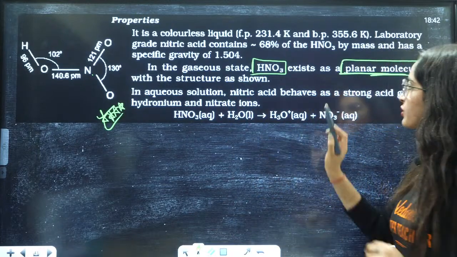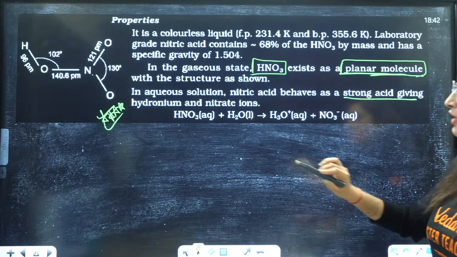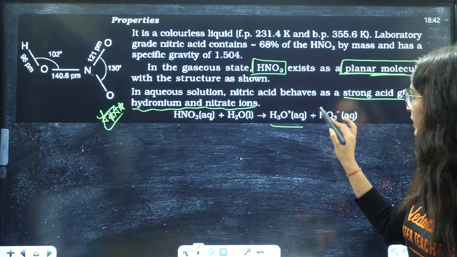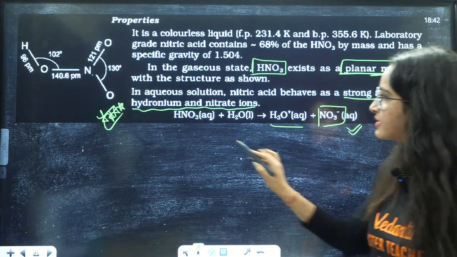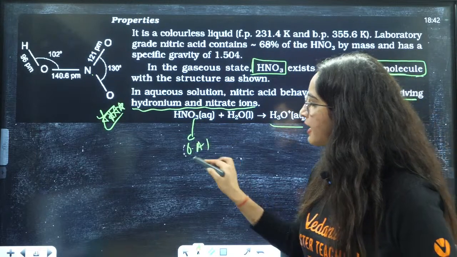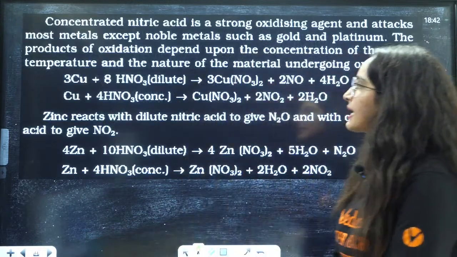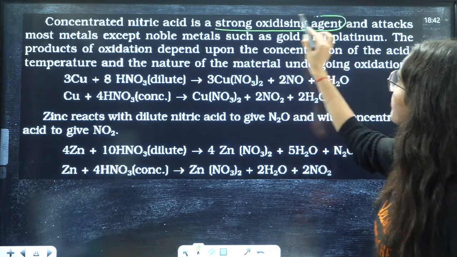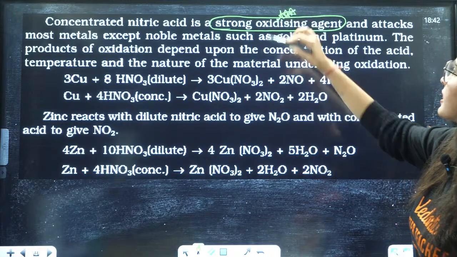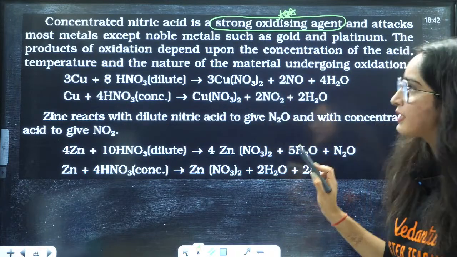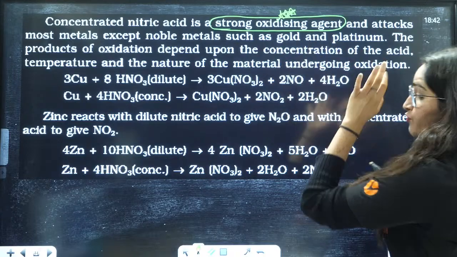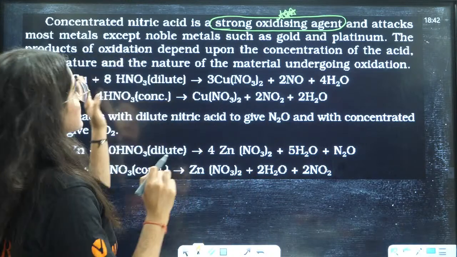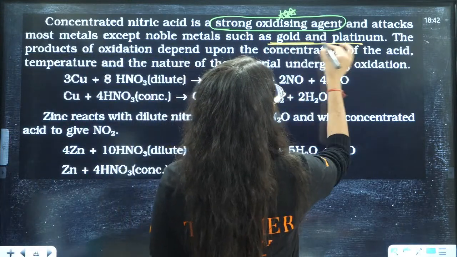In aqueous solution, nitric acid behaves as a strong acid, giving hydronium ion and nitrate ion. So in water, it will give hydronium and this nitrate ion, and it's a very good oxidizing agent as well, right? It is a strong oxidizing agent, very important. It attacks most metals except noble metals such as gold and platinum, very, very important.